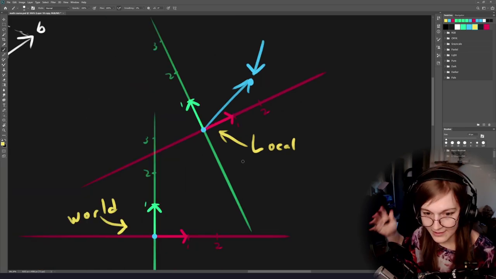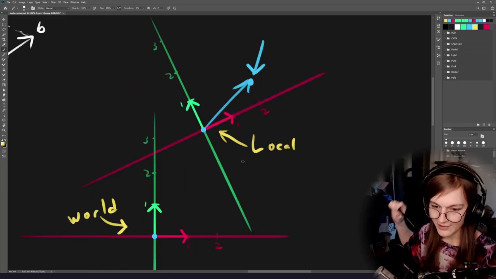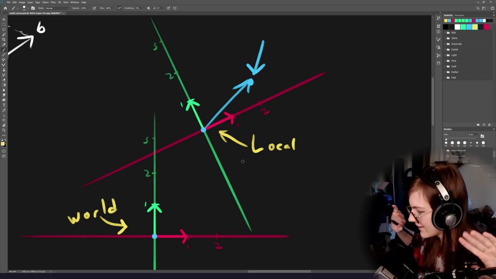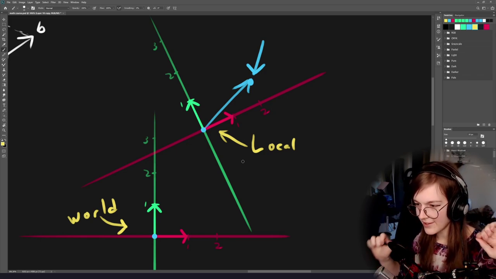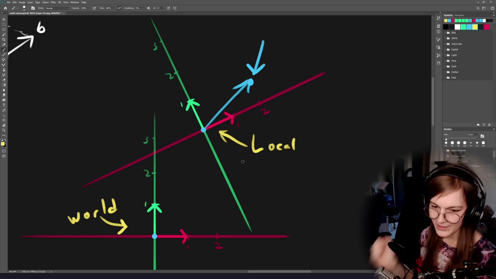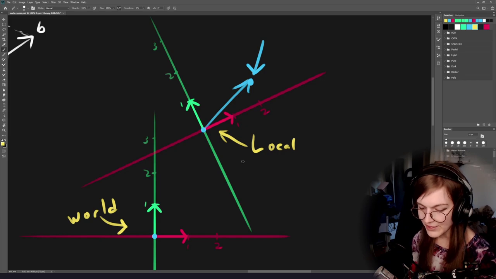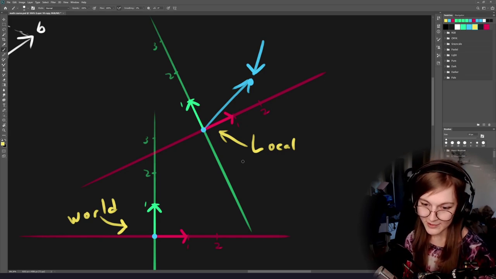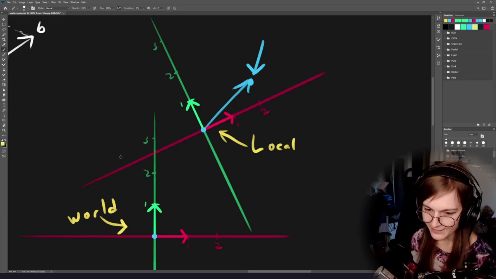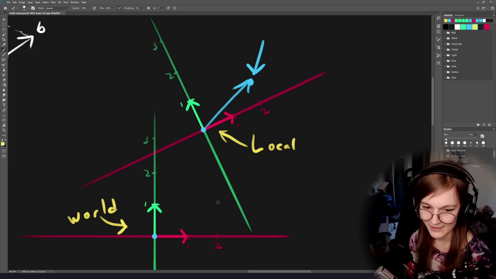So far, so good. Any questions about this? Because it's super important that you understand this before we move forward. Who defines the local space? Local space is relative to every object. Every transform has their own local space. And yeah, that's basically it.